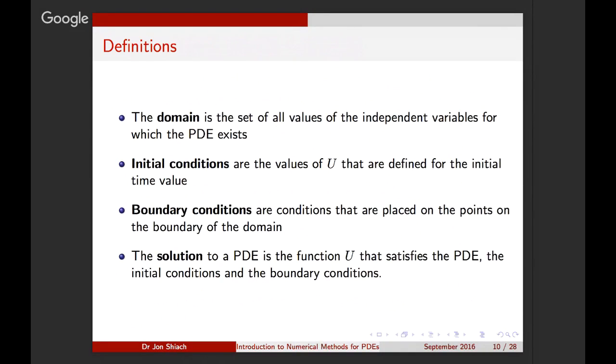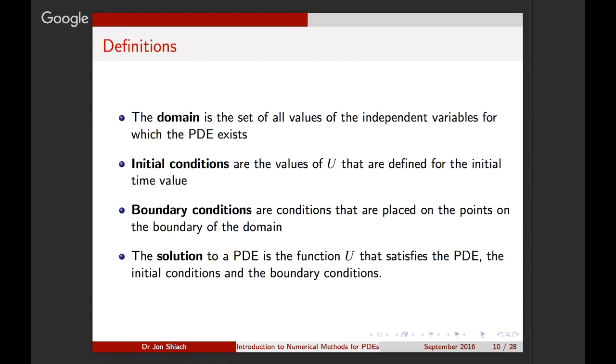Okay, a few more definitions. These are quite important. The domain of a PDE is all of those values of the independent variables for which the PDE exists. Usually, with PDEs, we think of domain as being time, which is normally represented by t, and space, which is normally represented by x. Or if you've got 2D space, you've got x and y. Or if you've got 3D space, you've got x, y, z. So the domain is a set of all values for which that exists.